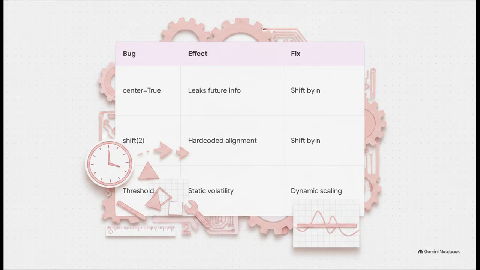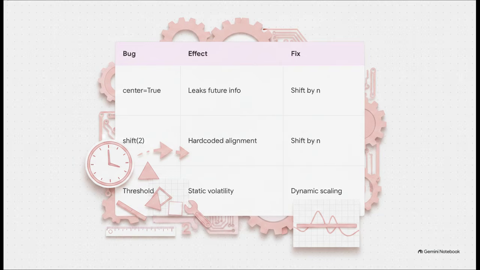Let's play detective and break down the 3 specific bugs hiding in this code. Bug 1 is that center equals true leak we just discussed, which massively inflates performance by using future prices. Bug 2 is a hard-coded shift of 2 in the signal generation. The author just assumed the fractal window n would always be 2. So if you change your fractal to a 3-bar or 4-bar window, the code silently fails to align the data.